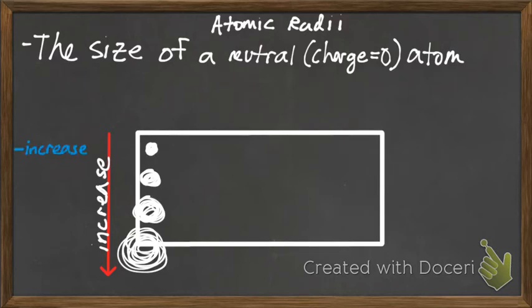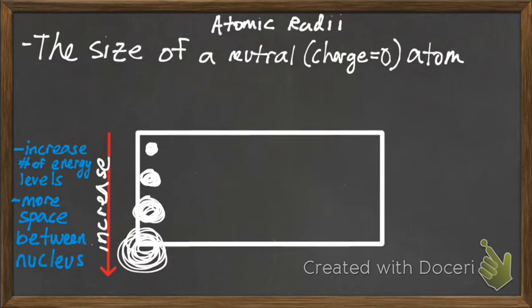Well, as we move down the periodic table, we have an increase in the number of energy levels. Each atom has one more energy level than the one above it. This makes it bigger and makes it occupy more space. Our electrons are farther away from our nucleus.